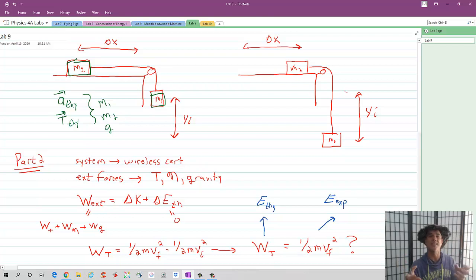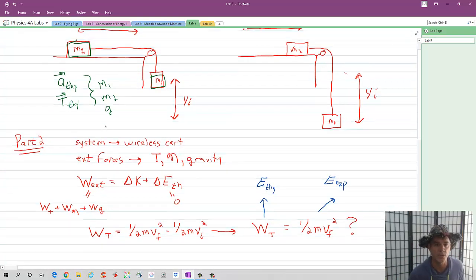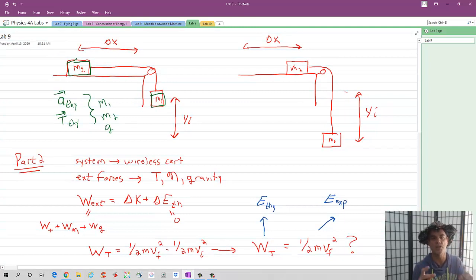And then you're going to see how well your theoretical acceleration and theoretical tension compare to the experimental values that you get from the experiment. Part 2, we're assuming our system is just the wireless cart. Our external forces are tension, the normal force, and gravity.